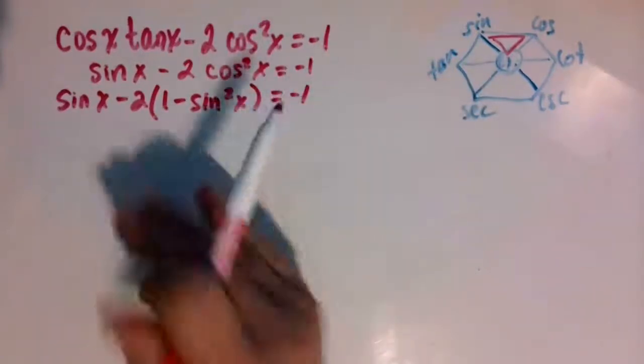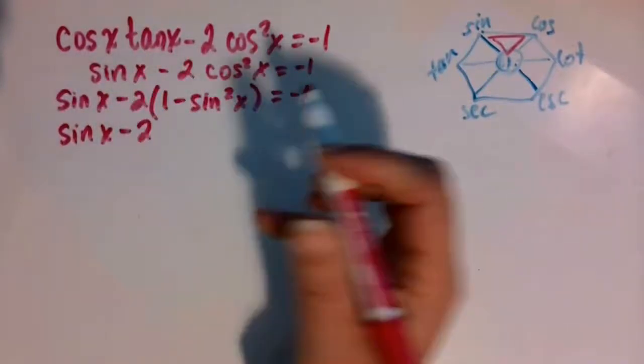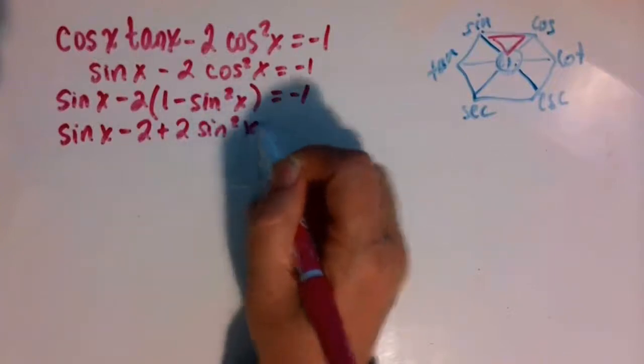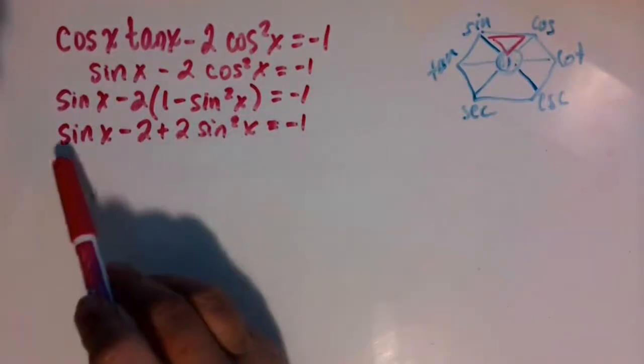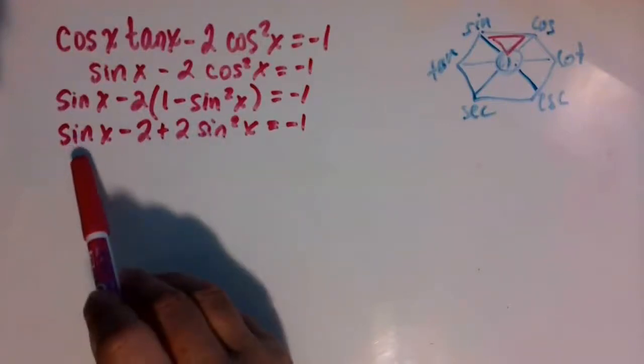So we'll need to distribute that -2 over the parentheses to get -2 and then plus 2 sine squared x, and that's still equal to -1. Now we've got a sine squared x term and a sine of x term. That's a quadratic term and a linear term.